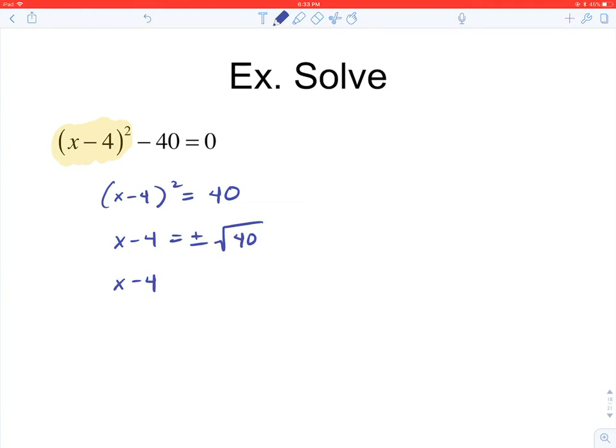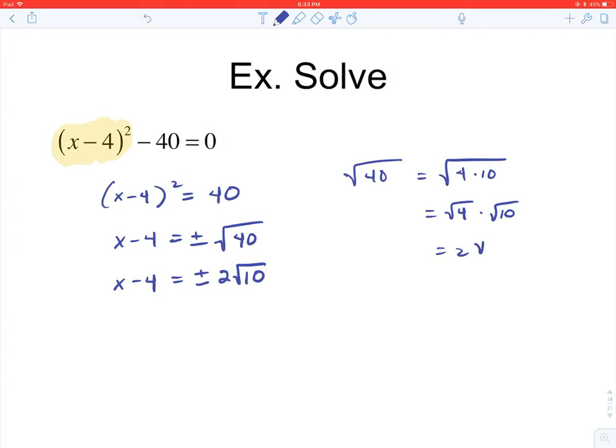Okay, 40 is not a perfect square, but it does have a perfect square factor. I believe that 4 is the largest perfect square factor of 40. So we'll have plus or minus 2 root 10, right? Because the square root of 40 is equal to the square root of 4 times 10. That would be root 4 times root 10, so 2 root 10.